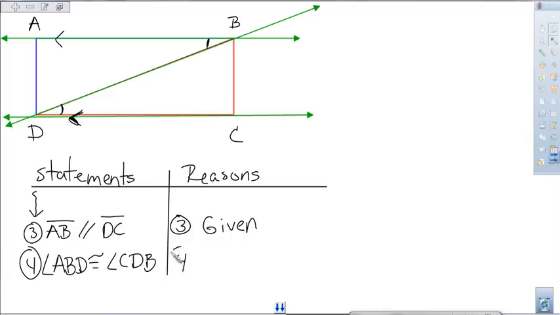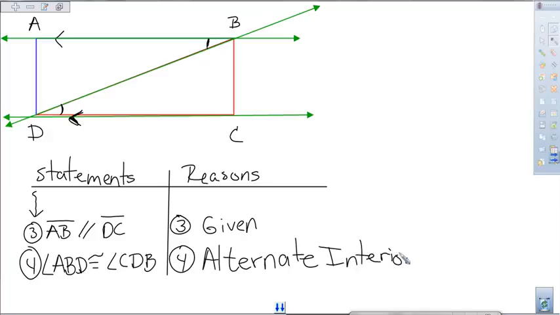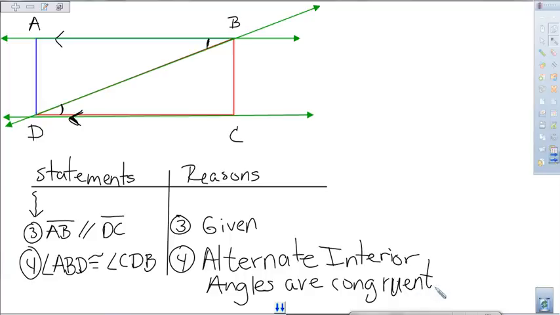How do I know that? Because when I have parallel lines, I know that alternate, and you can write a shorter form of this, I'll write the whole thing. We know that alternate interior angles are congruent. Okay? So that's what we do.